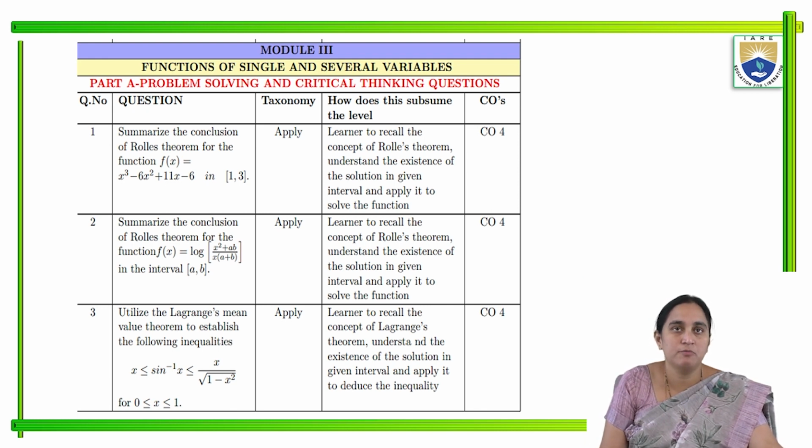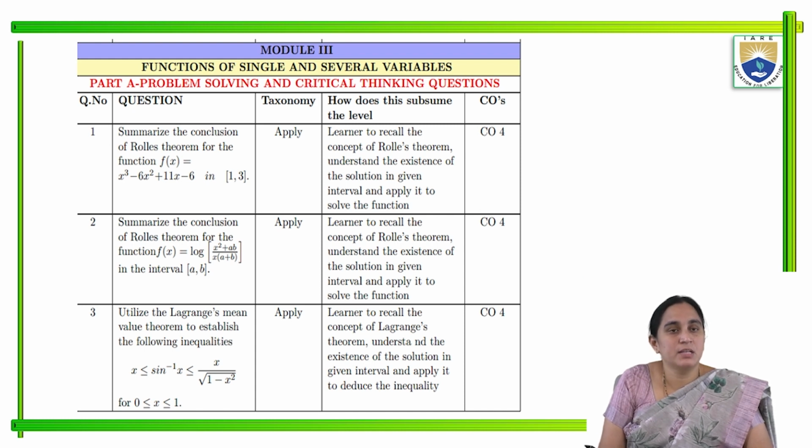The given function is in polynomial form. We have to verify each and every condition of Rolle's theorem. What is Rolle's theorem? f of x is continuous and differentiable, and there exists c belongs to (a, b) such that f dash of c is equal to 0. We have to verify each and every condition. The first is that f of x is continuous, the second is that it is differentiable, and the third is that f of a is equal to f of b. After that, there exists c belongs to (a, b) such that f dash of c is equal to 0.